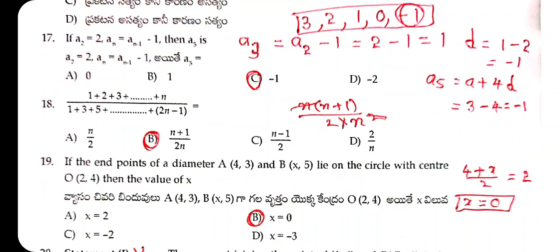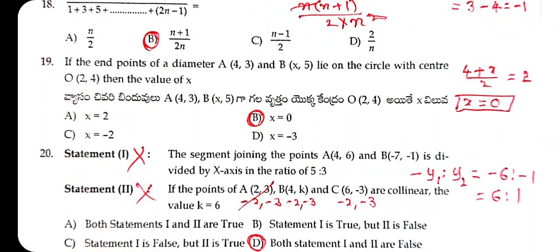Here, 1 plus 2 plus 3, the sum of the natural numbers, is n into n plus 1 by 2. Next, in the denominator, 1 plus 3 plus 5 and so on, the sum of the odd numbers, is n squared. Here n cancels, then n plus 1 by 2n, that is the second option.